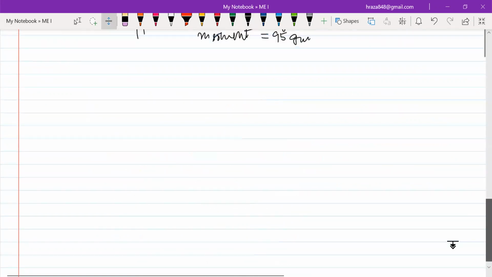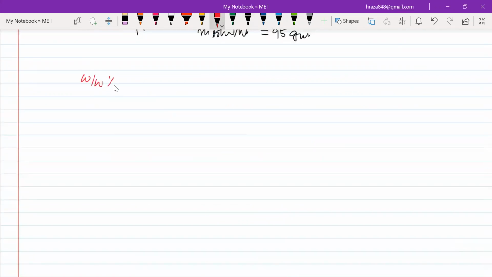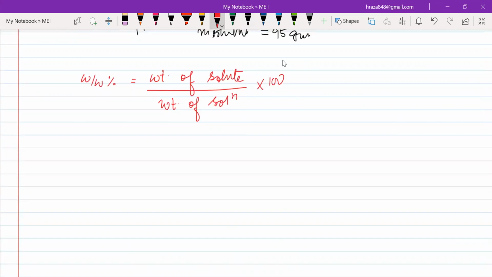Now I'm going to write a formula for this, and that is weight by weight percent is equal to weight of solute upon weight of solution into 100. This is the formula.